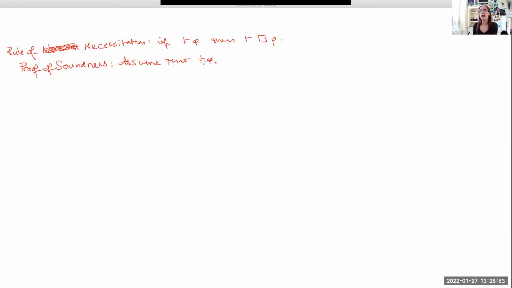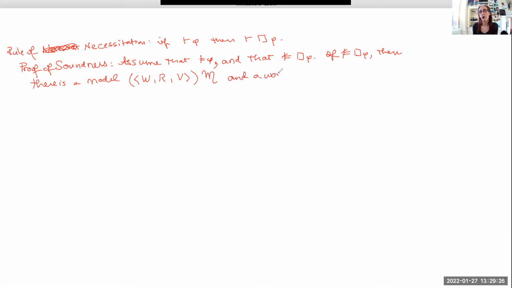And now suppose that necessary phi is not. So we're going to assume the opposite of what we want to prove and try to get a contradiction. So that means that necessary phi is not valid. If necessary phi is not valid, what this means is that there is a model, which is a frame, W R, along with the valuation V, and there's going to be some world W in that model where necessary phi is not true.